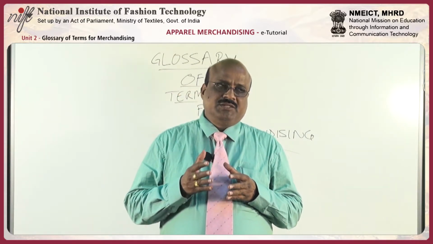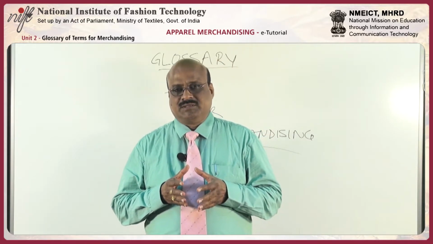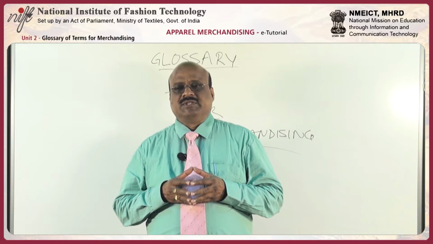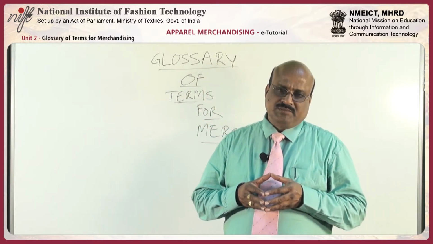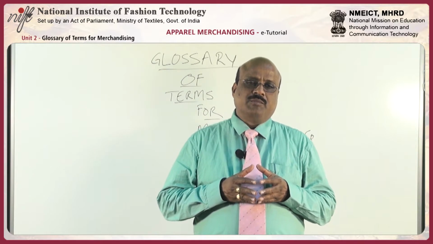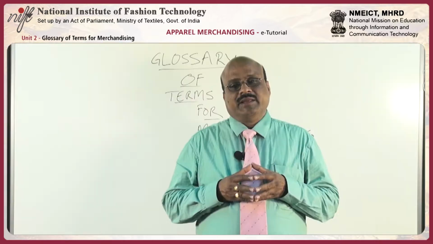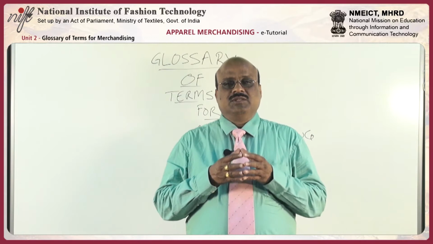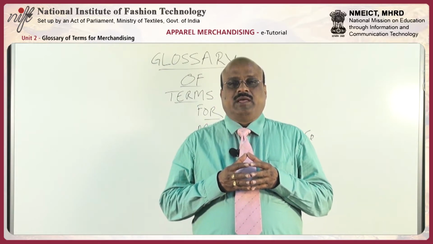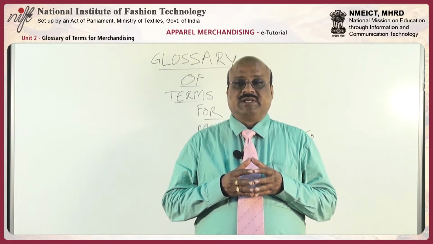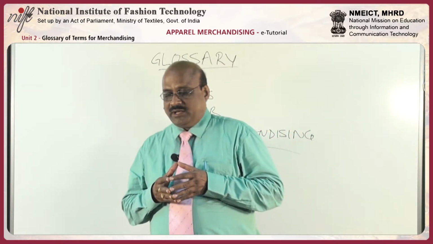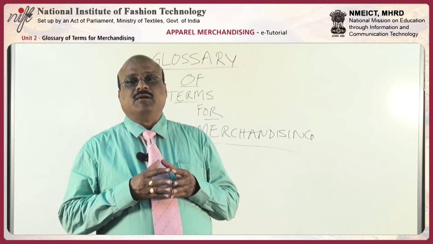Then, the next term is association of buying offices. Association of buying offices means the organization of New York buying office executives to standardize and unify services available to stores. That means in the US they have an association of buying offices, and there they try to standardize and create uniformity of services available to the stores. Traditionally, the manager of the NRMA merchandise division is the ABO's secretary. So, the manager of NRMA is the secretary of the ABO, that is, the Association of Buying Offices.